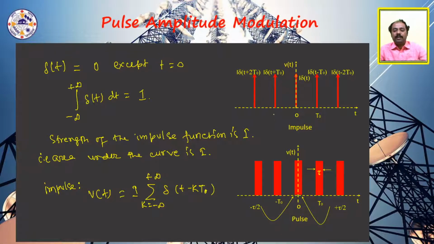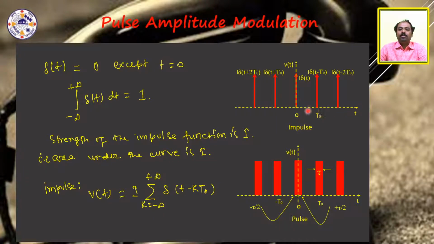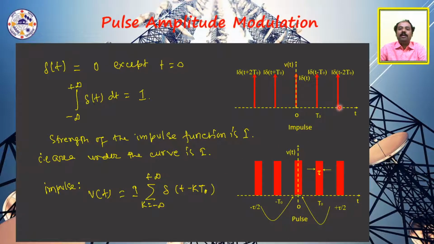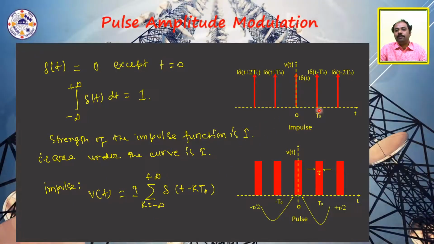You can see very easily from this function that the pulse is propagating along the positive t direction. So the expression is t minus k t0. If I place k equal to 1, then we will get the second pulse. If I place k equal to 2, then we will get the next pulse, and so on. Fine. So now what is the duration of this impulse? This is instantaneous. Now we want to define a pulse.